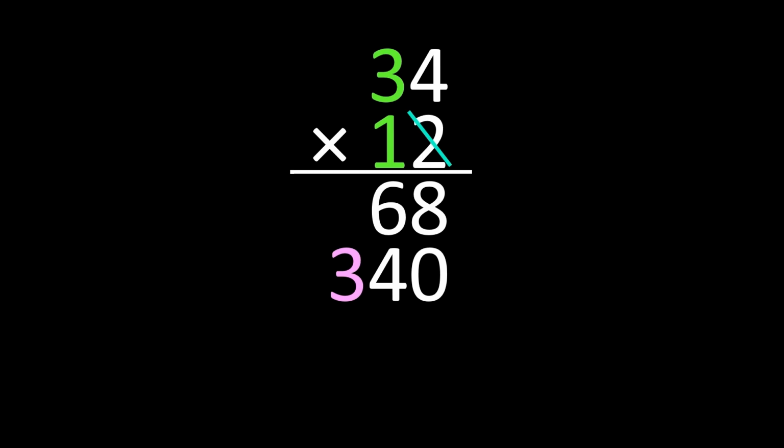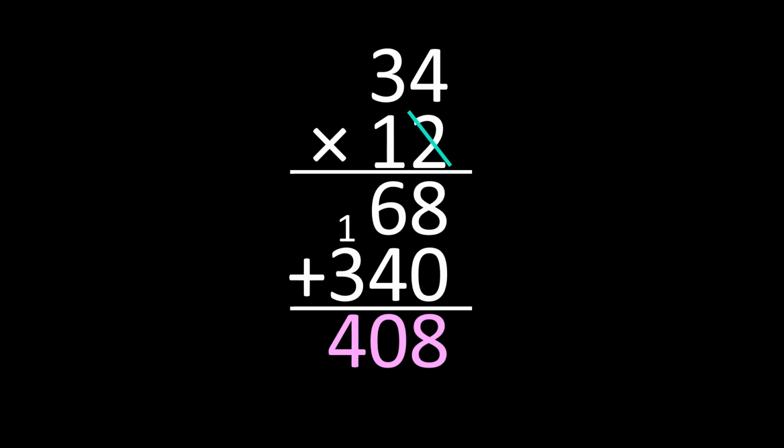Another thing to note here is that I've been keeping all of my digits lined up because our next step is to add. And if you keep everything lined up, then it's much easier to add your numbers together. So I have 8 plus 0 is 8. I have 6 plus 4 is 10. And when I go to regroup, note where I place the 1. I'm placing the 1 over the 3. I'm in the addition portion of my problem. And 3 plus 1 is 4. So my product is 408.